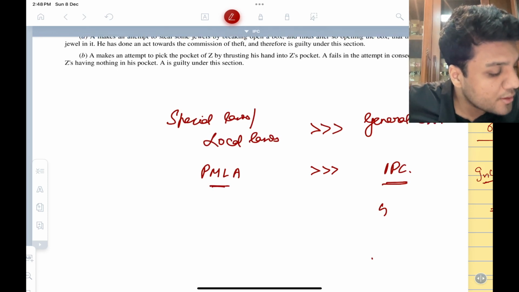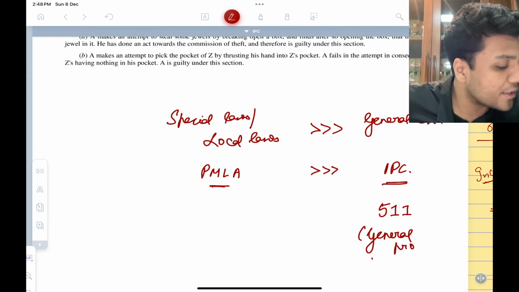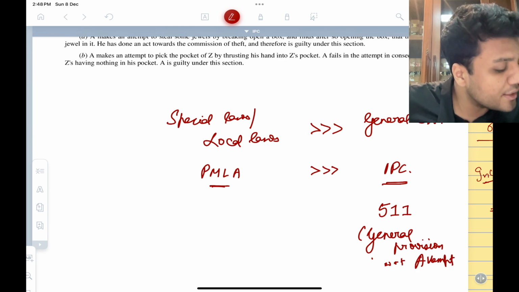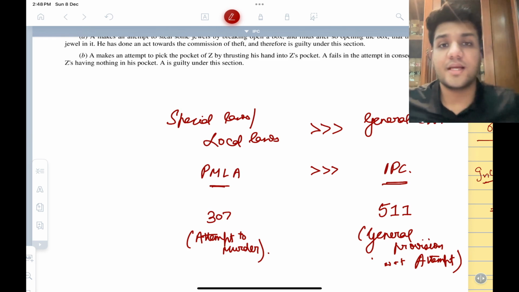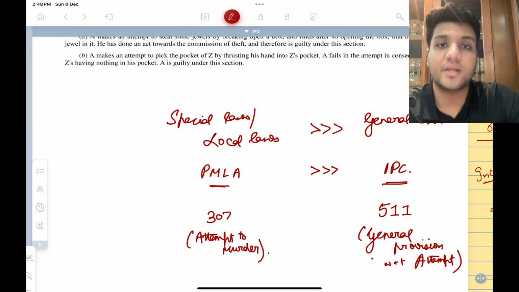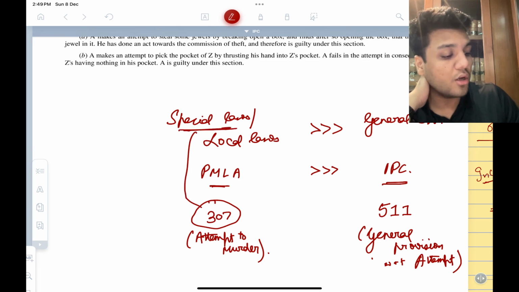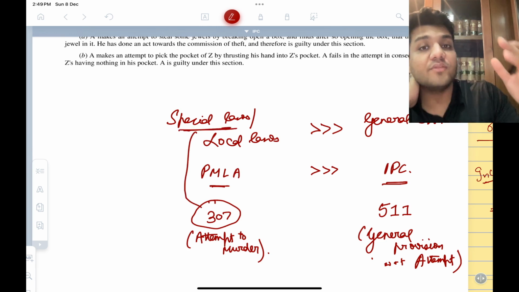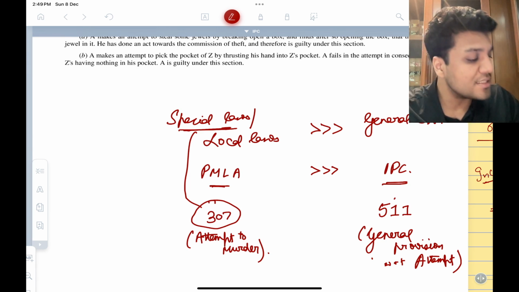Section 511 gives a general definition of the term attempt. It is a general provision with respect to attempt. But there are other provisions, such as, most notably, section 307, which talks about attempt to murder. Similarly, there is section 309, which deals with attempt to culpable homicide and things like that. There are various other sections which specifically deal with a particular kind of attempt. So in those scenarios, this section will apply, because it becomes a form of special law, a special provision. On the other hand, if there is no special provision provided for that particular offense or the attempt to that offense, then section 511 will apply.